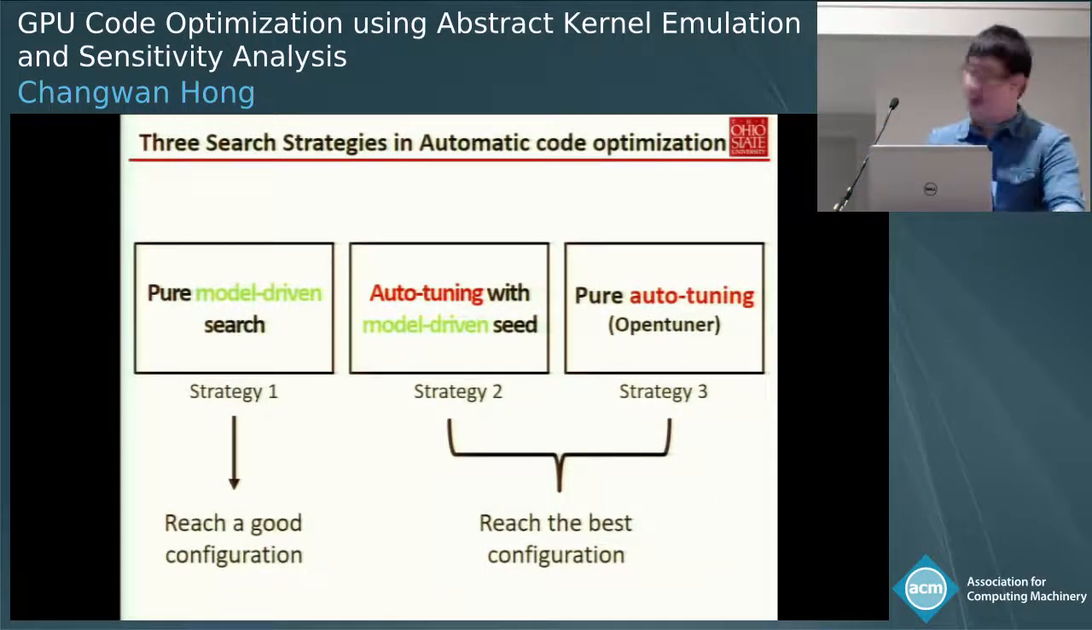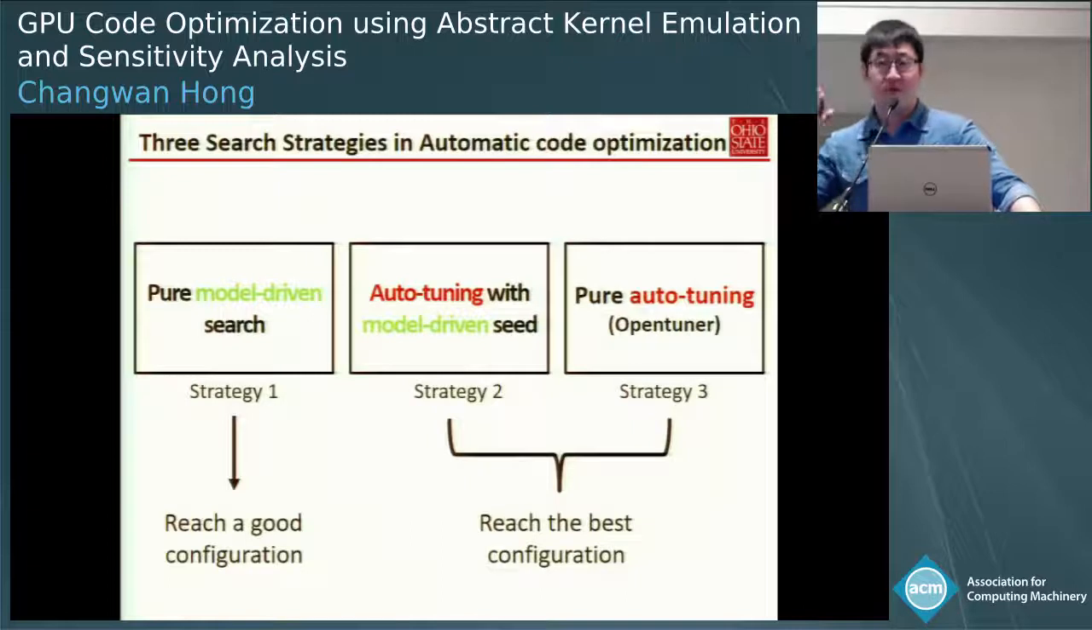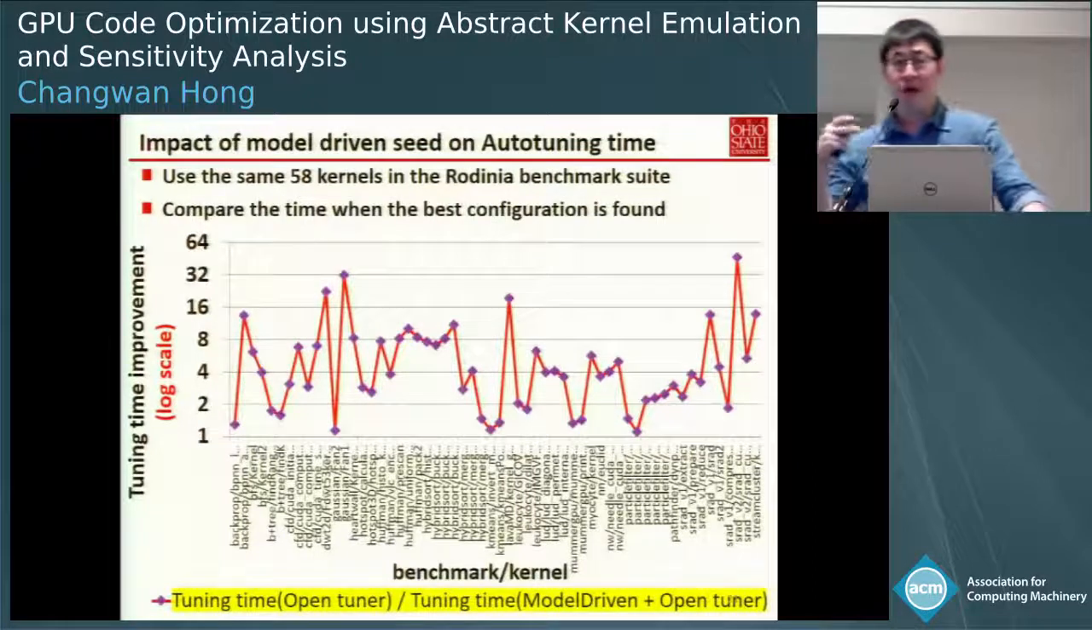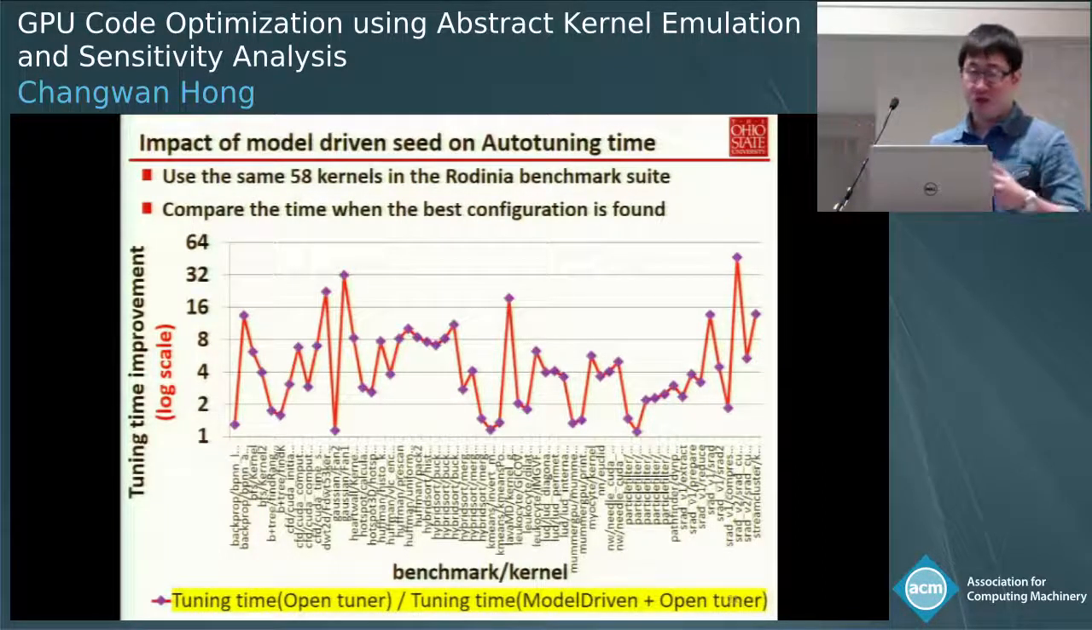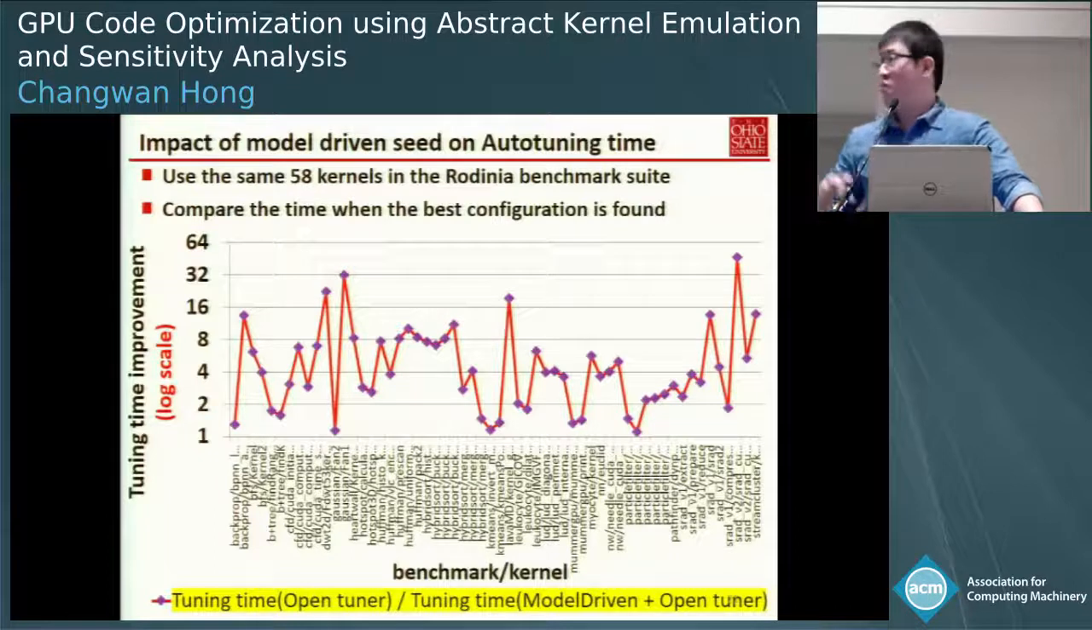Also, as I mentioned, strategy 2 and 3 produce the same result. So the issue is the time for finding the best configuration. We compared the time of the two strategies. This curve is the ratio of tuning time with only OpenTuner to tuning time with model-driven search plus OpenTuner. As you can see, tuning time is significantly improved when model-driven search is incorporated. The reason is that when model-driven search is incorporated, OpenTuner can start with a very good configuration.